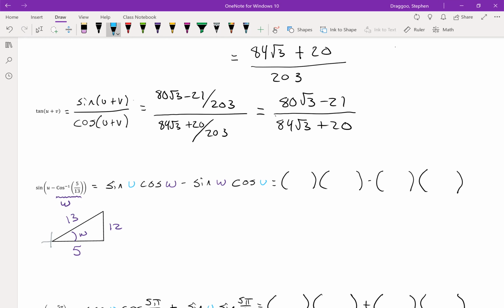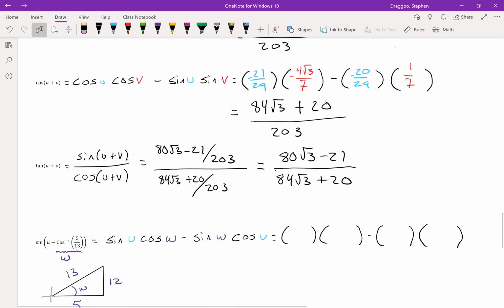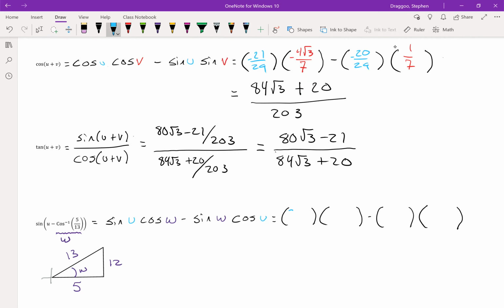The sine of u, which means we could go back up to the triangle above. The sine of u is negative 20 over 29, while the cosine of u is negative 21 over 29. So I'll fill in those two pieces. Negative 20 over 29 for sine, and negative 21 over 29 for cosine. And then I'll do the same thing for w. Cosine of w is 5 over 13, while the sine of w is 12 over 13.